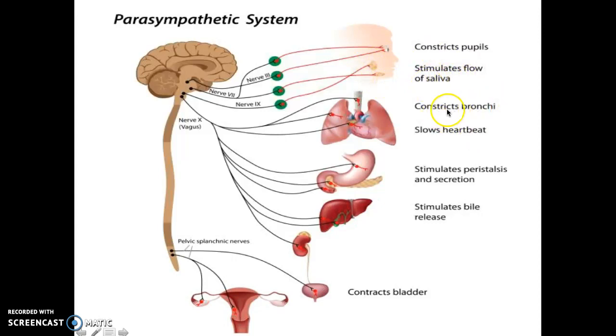Your bronchi constrict, because you don't need a lot of oxygen. Your heartbeat slows. Peristalsis, just so you know, means that all the smooth muscle is contracting and squeezing through your intestines. Bile is being released, so it's breaking down the food. Your bladder, that's when you urinate. So the more relaxed you are, the more that you will actually digest food.